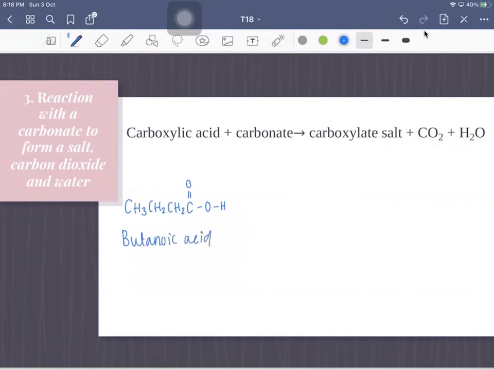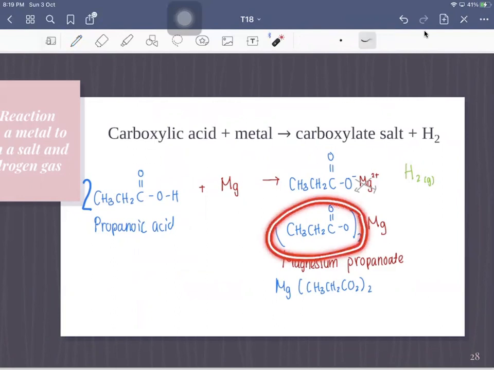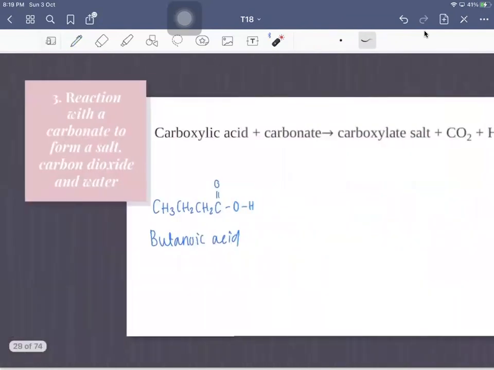Oh, before I forget, sorry, I need to balance the equation. I need 2 molecules of propanoic acid because I also form 2 units of the propanoate ion. And then everything else should be balanced nicely.